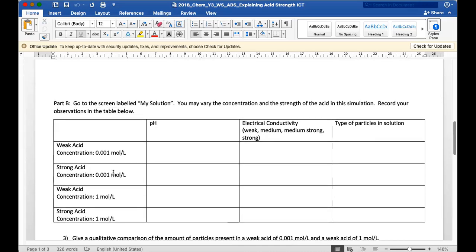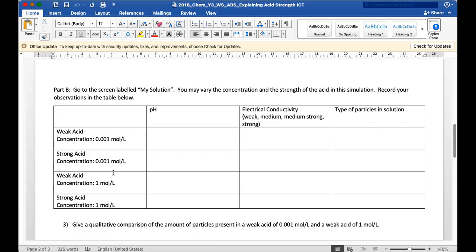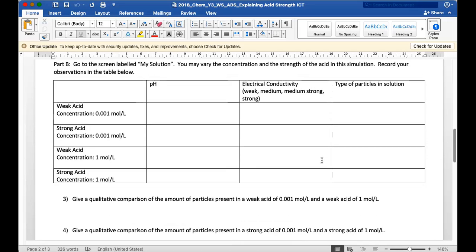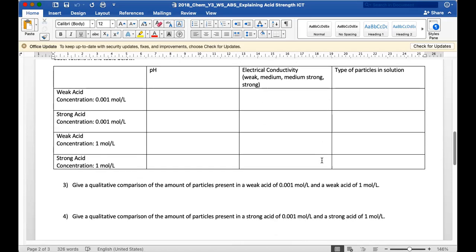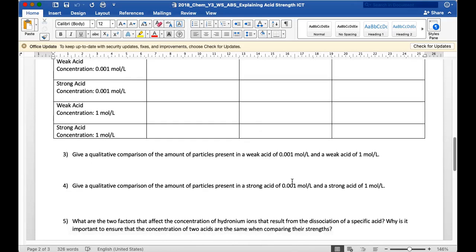In part B, which I'm going to show you later as well, is the second part of the animation called My Solution. They are going to compare acids of different concentration and equal strength to compare their pH, electrical conductivity, and types of particles in solution. And then after completing the activity, filling up the blanks, they have to answer questions like giving a qualitative comparison of the amount of particles in a weak acid of a different concentration. And the same for strong acid.